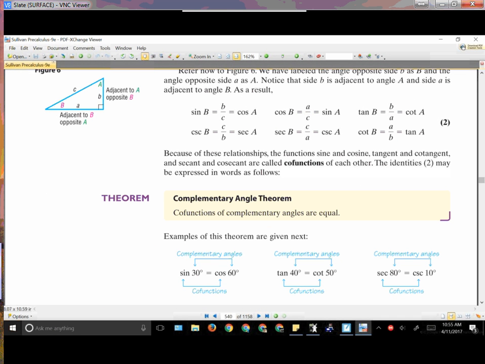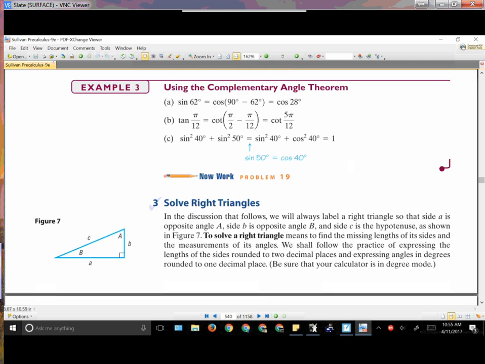Now, complementary angles are equal. We've kind of seen that before when we were dealing with the unit circle, where we seen sine of 30 degrees, cosine of 60 degrees. These were the same values. Okay.